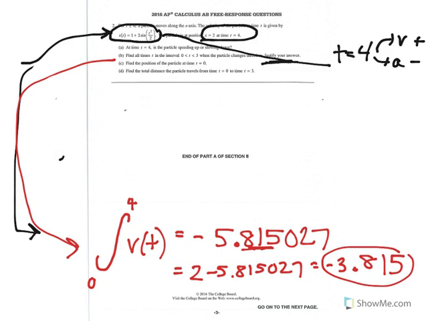And the last part of this problem is total distance traveled. Remember, distance and displacement are two different things. Distance is just equal to the integral of the absolute value of velocity.